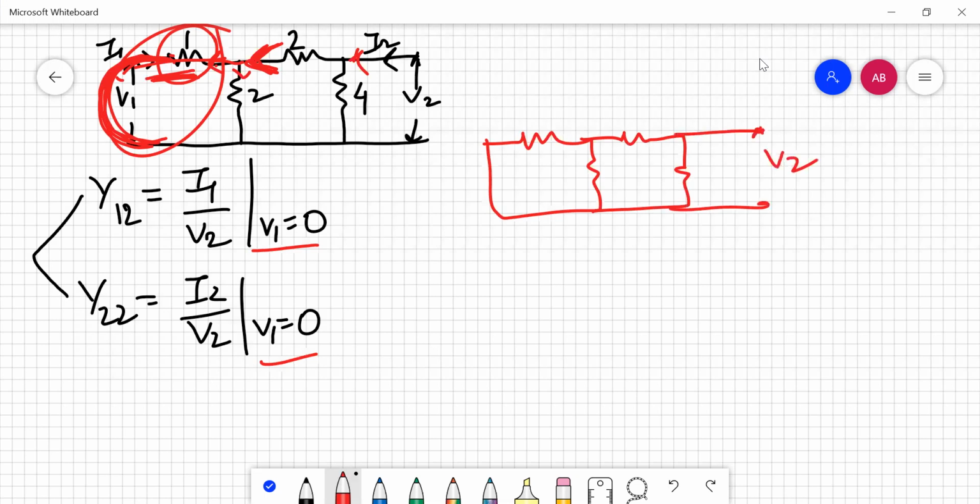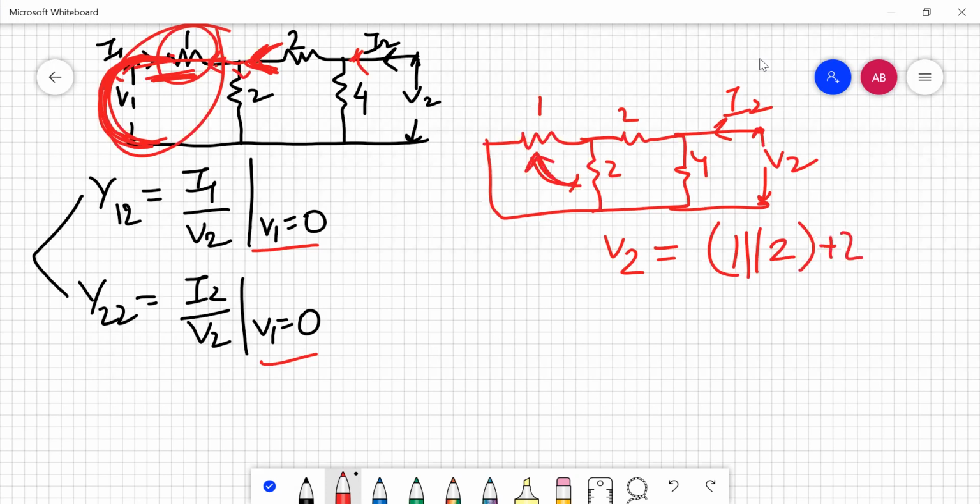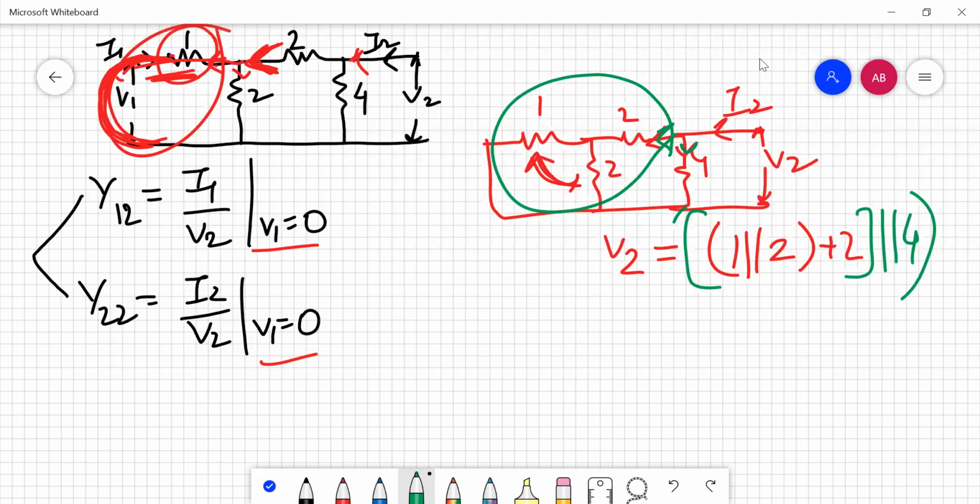So this is my V2. This is I2. So this is 1, 2, 2, and 4. Now I think we can calculate the value of V2. My this 1 and 2 will be in parallel first. Then this combination is going to be in series with 2. And then this whole combination is going to be in parallel with our 4 ohm resistor. This whole, when multiplied by I2, will give me the value of V2.